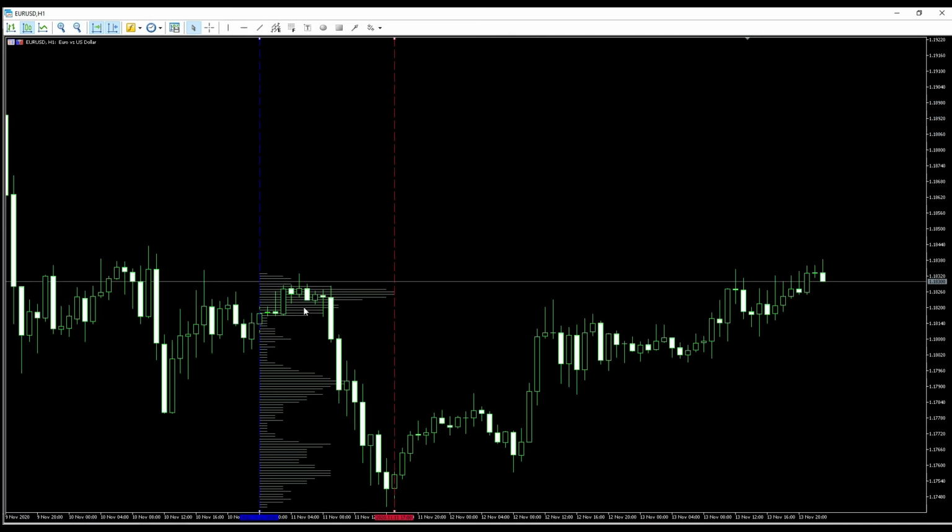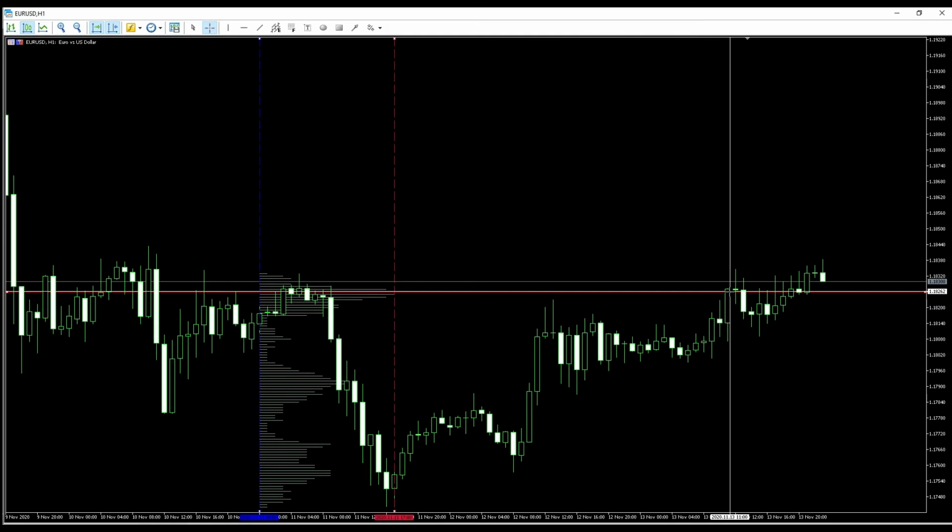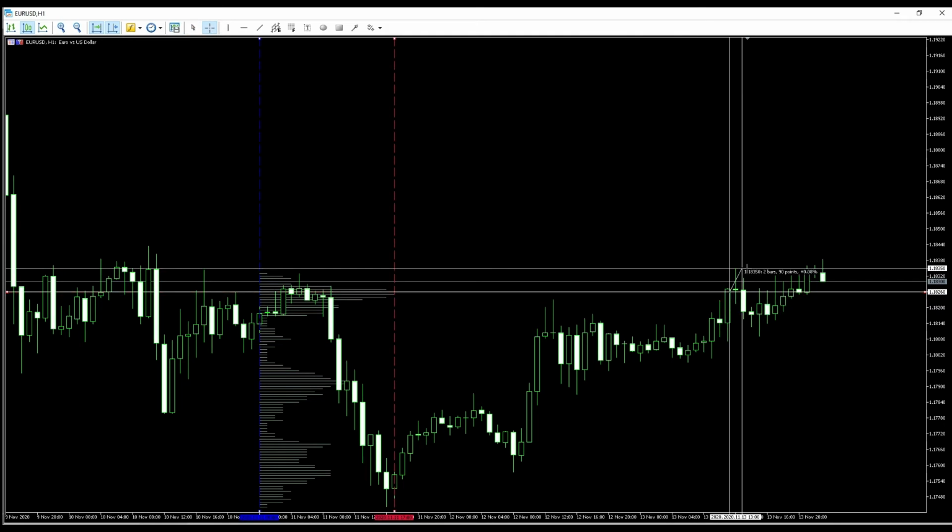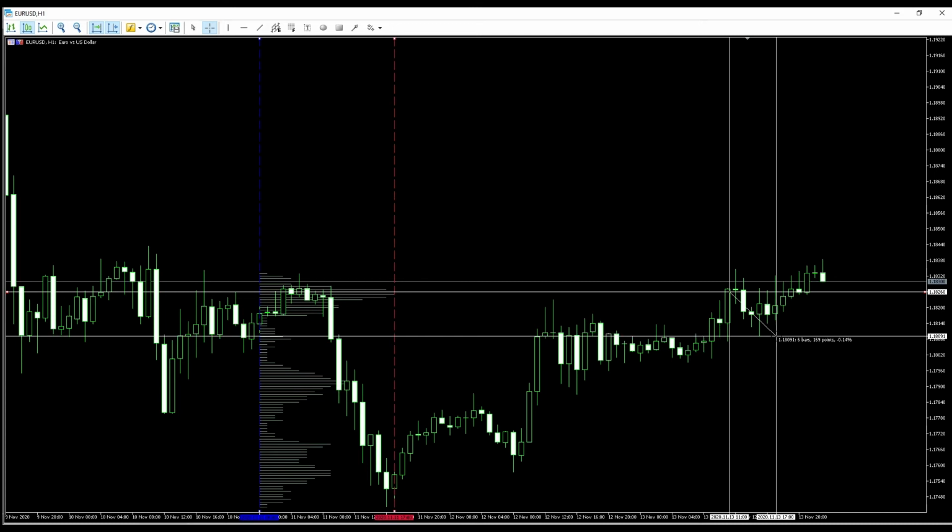As we analyze this region, the point of highest volumes is one of these two. So I'll just take this one there and put a horizontal line on it. Price came, touched there, and it went up by 8 pips and came down by 16 pips.